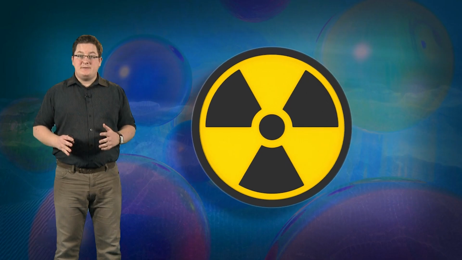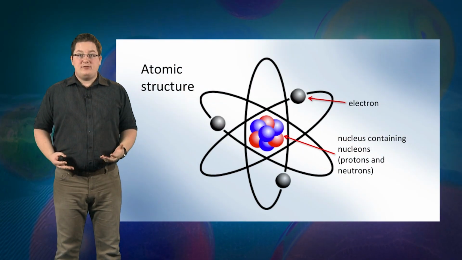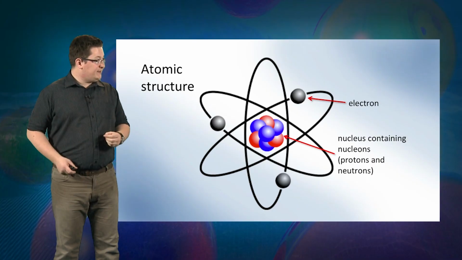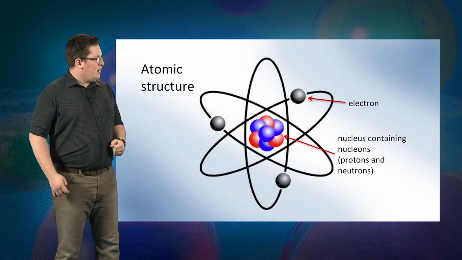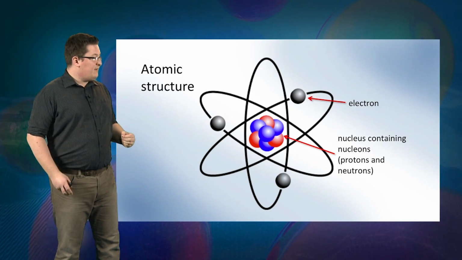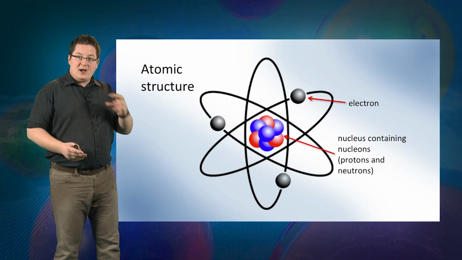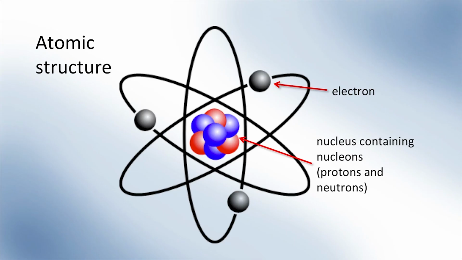Nuclear radiation is different from electromagnetic radiation covered in the waves unit. Nuclear radiation is called that because it comes from the nucleus of atoms. In your chemistry lessons, you've probably learned about atomic structure. We have electrons around the outside and protons and neutrons in the center, which is called the nucleus.